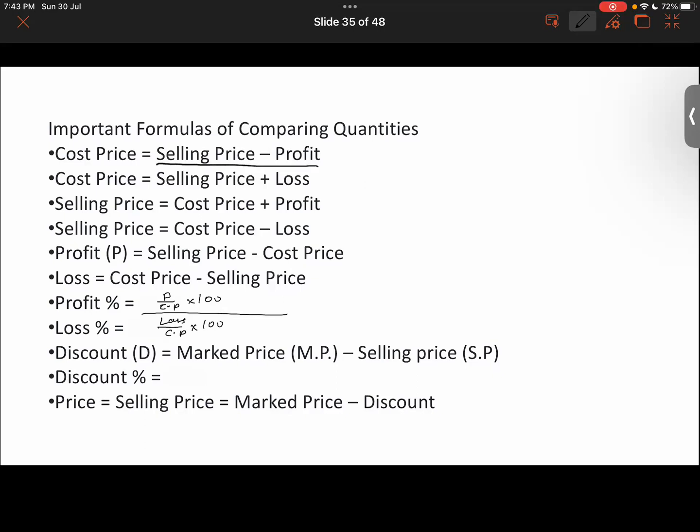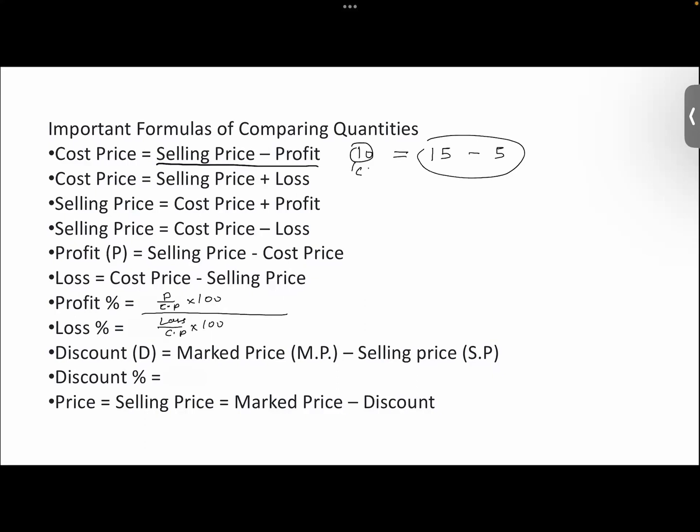Okay, so I'm selling an article for 15 rupees and the profit on it is 5 rupees. So initially the cost price was 10 rupees. This is the cost price of the article. Now let's say I have an article whose price is 12 rupees, and I am selling it at a loss of 2 rupees. So in order to find the cost price, what do I need to do? Simply subtract 2 from it. That gives me 10 rupees.